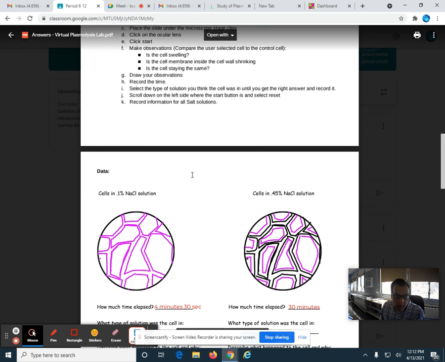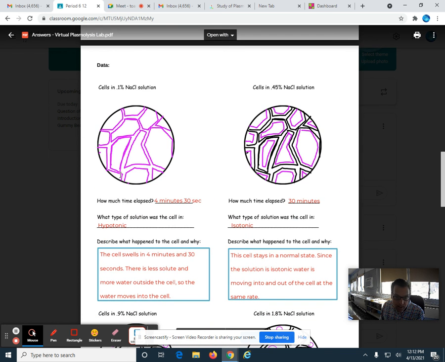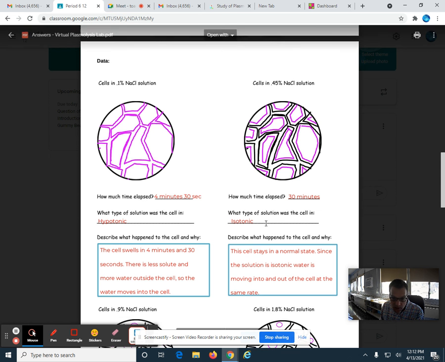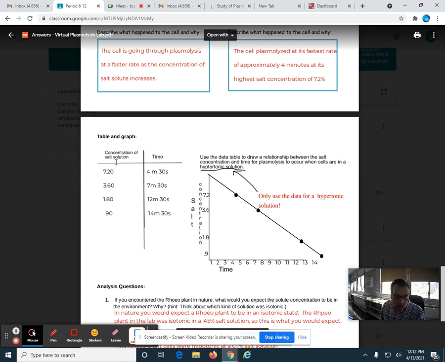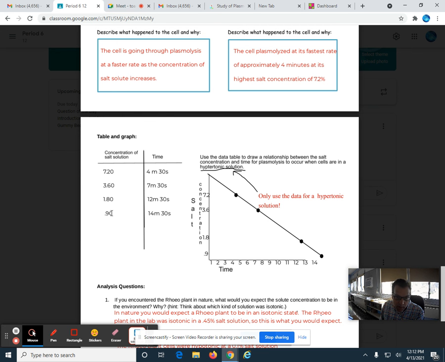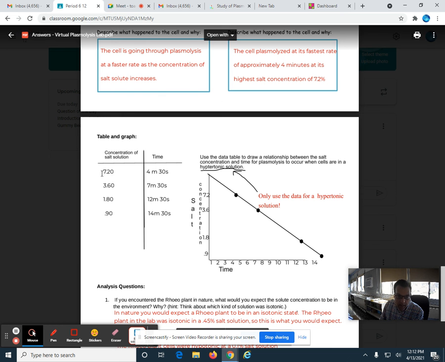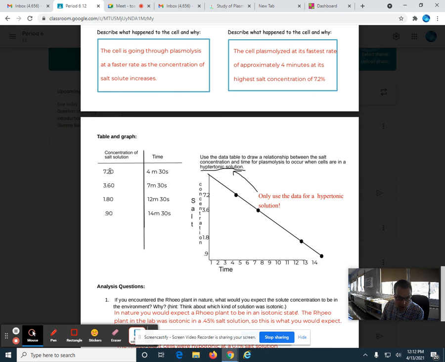Remember, we scroll back very quickly. The 0.1% was a hypotonic solution, and 0.45% was an isotonic solution. So they did not give you salt concentrations that produced the same kind of pattern of time for the condition to set in. And the condition is that the higher the concentration of salt solution, the less time it took for these cells to plasmolyze. And you can see that relationship if you look at them. As they decrease, it gets much more time.